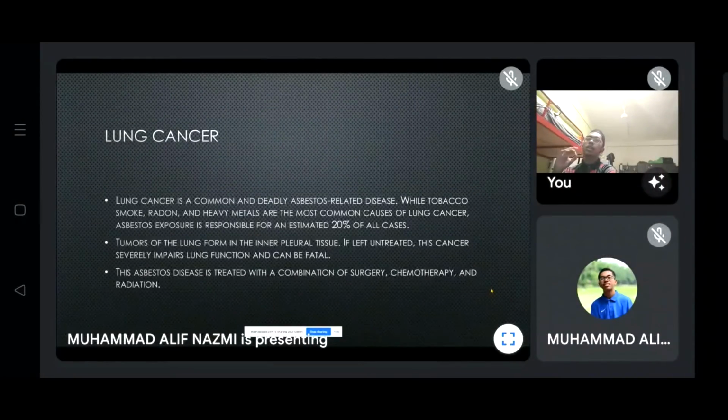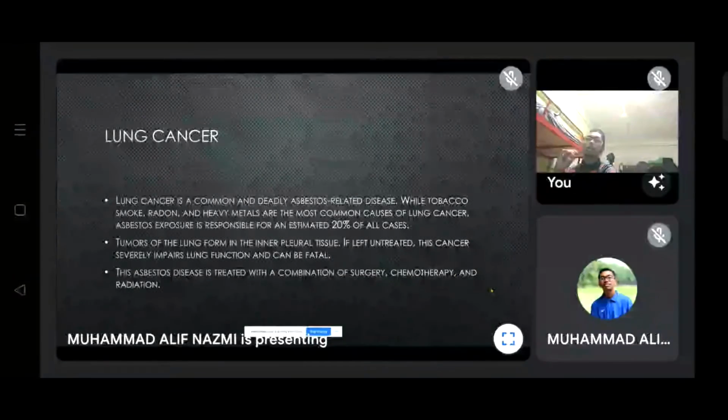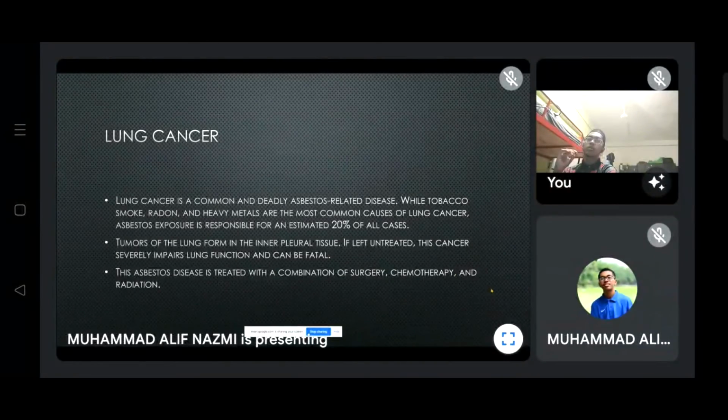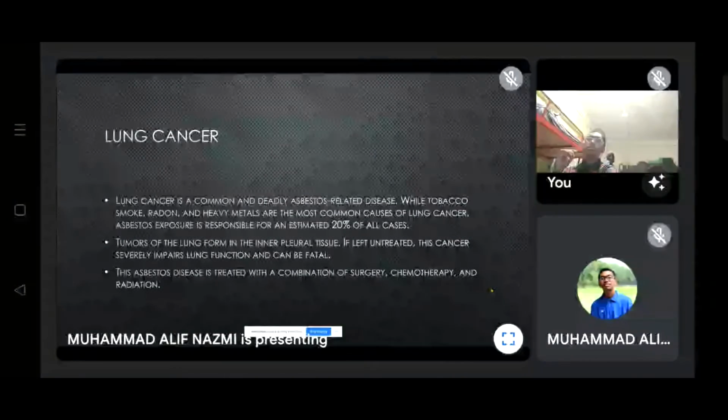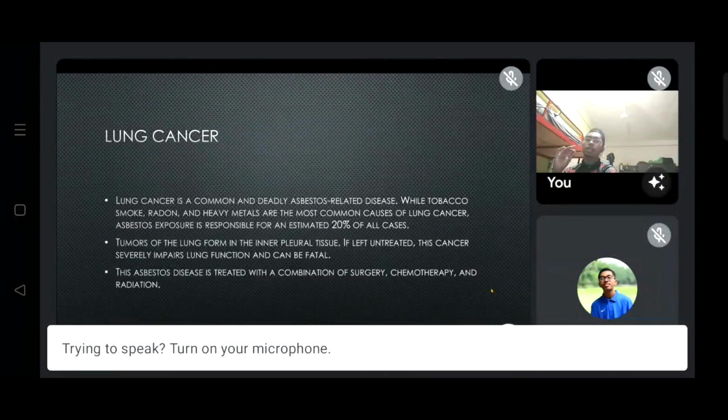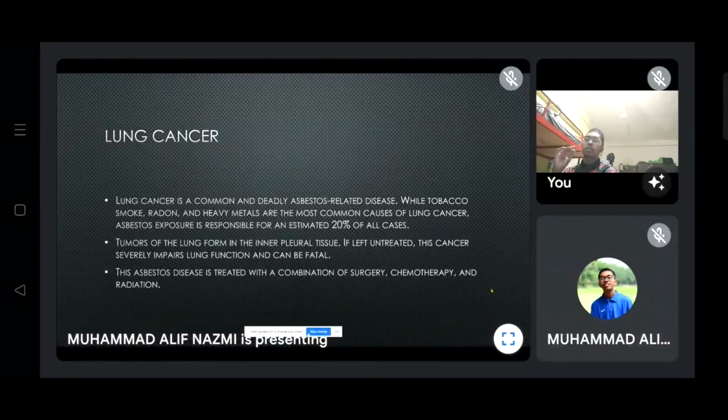Okay, lastly, lung cancer. Lung cancer is a common and deadly asbestos-related disease. While tobacco smoke, radon, and heavy metals are the most common causes of lung cancer, asbestos exposure is responsible for an estimated 20% of all cases. Tumors of the lung form in the inner pleural tissue. If left untreated, this cancer severely impairs lung function and can be fatal. This asbestos disease is treated with a combination of surgery, chemotherapy, and radiation.